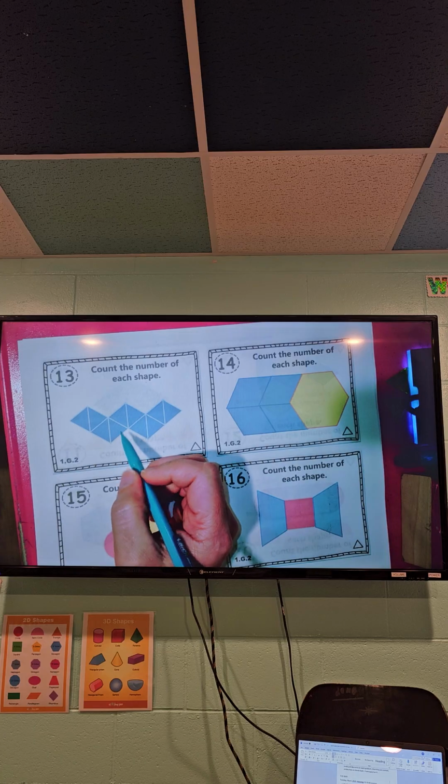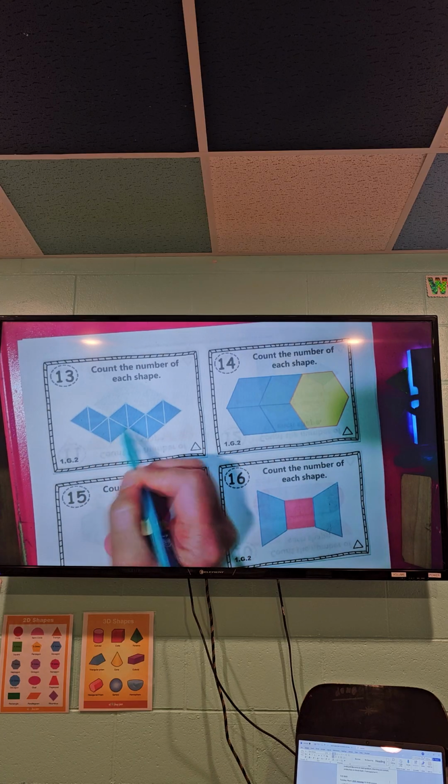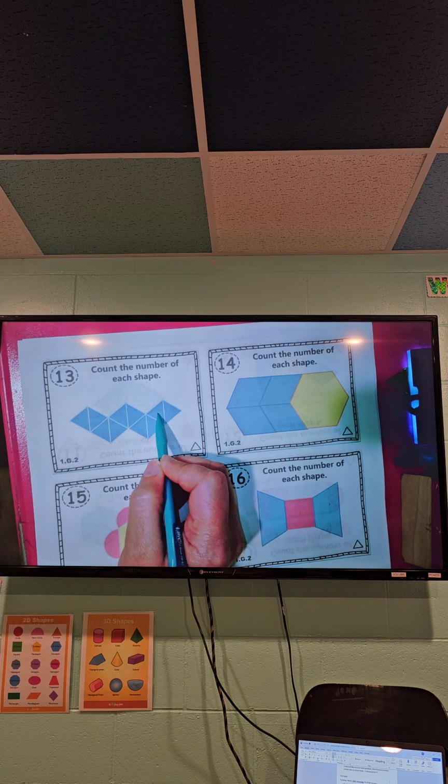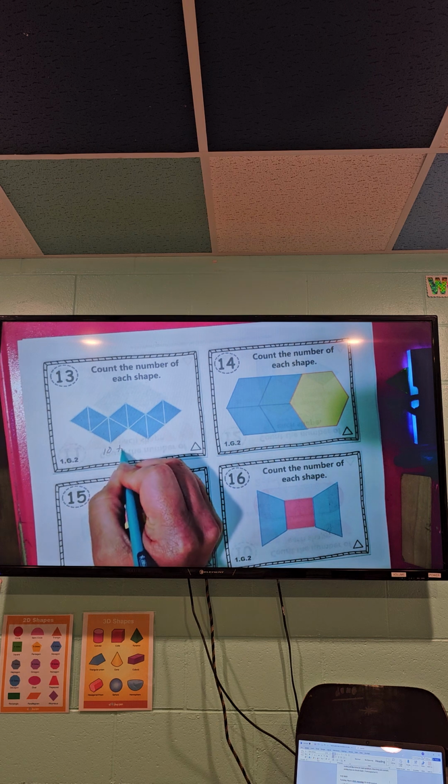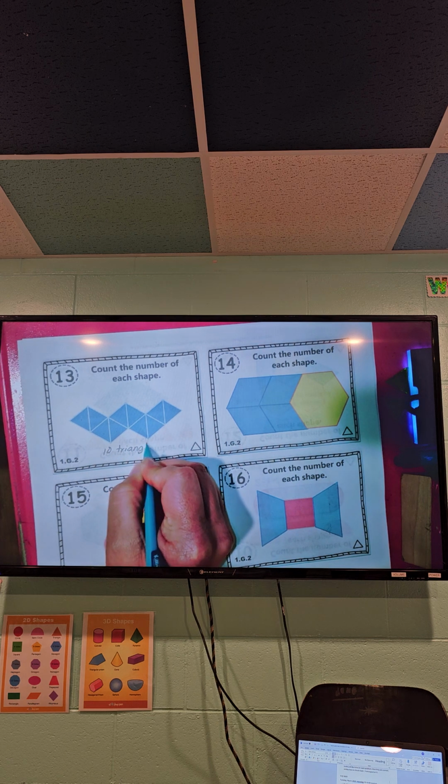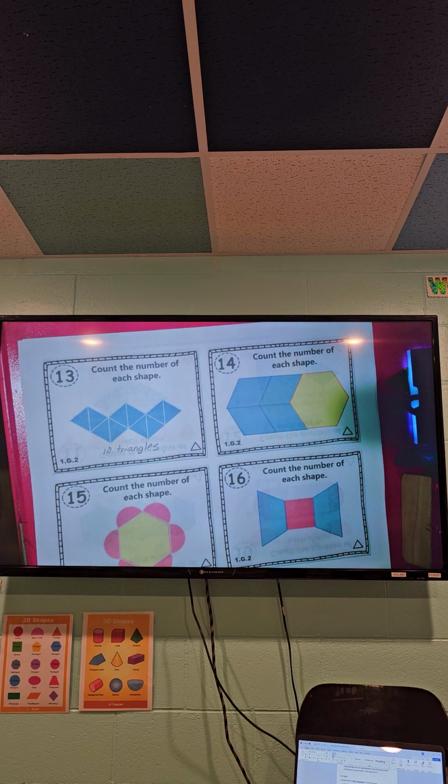Lots of triangles again. 1, 2, 3, 4, 5, 6, 7, 8, 9, 10. 10 triangles. So write that down.